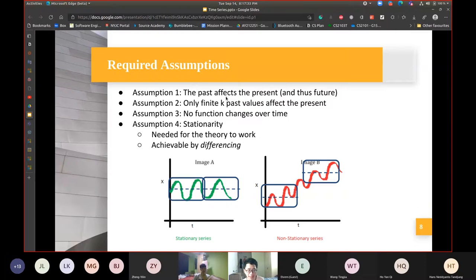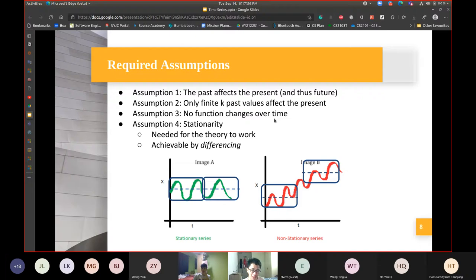But they can technically be as big as you want, as long as they are finite. Assumption 3 is no function changes over time. So if you remember the f that changes your x1 to x2, you don't want the function to change over time. So you don't want the velocity to change over time, because that'll make your job much harder.